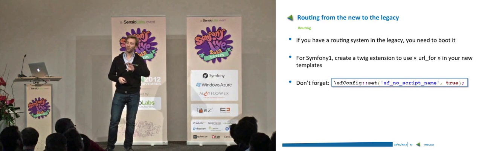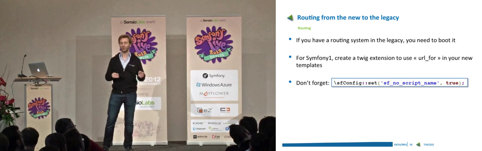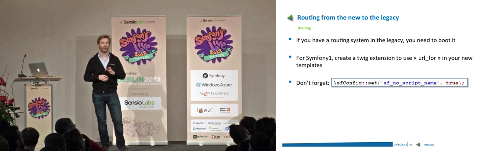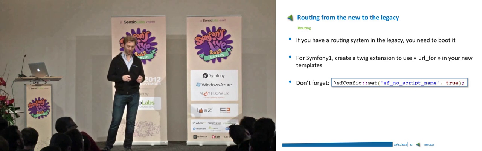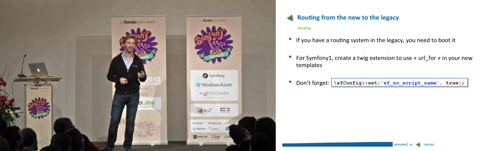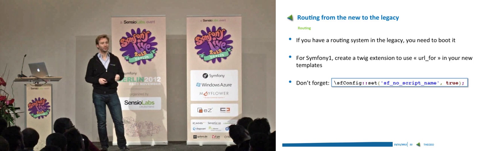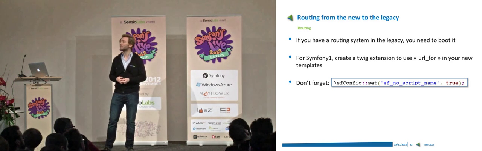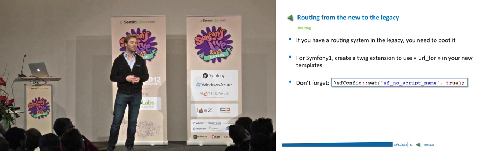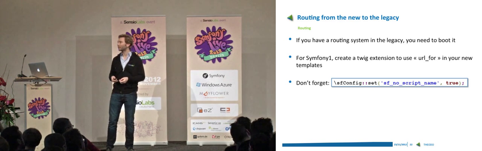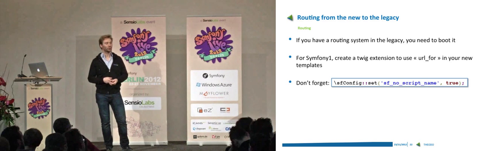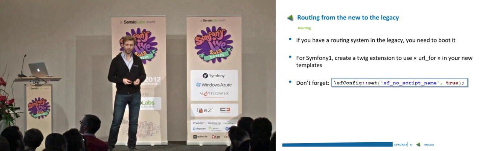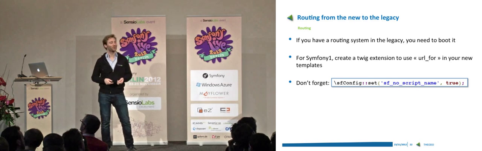From the other way around, for example, if you're migrating Symfony1 to Symfony2, or if you're migrating any legacy application that does have a routing system, you might want to have access to it to be able to include the URLs generated by the legacy routing system in your new templates. So for example, for Symfony1, it's quite easy. You just do a Twig extension that you call, and you create a new function called URL4 that goes into the Symfony1 code. It's not really complicated, so I didn't put too much code here.